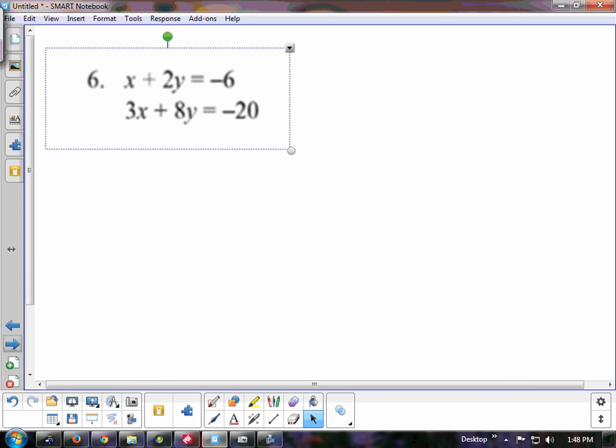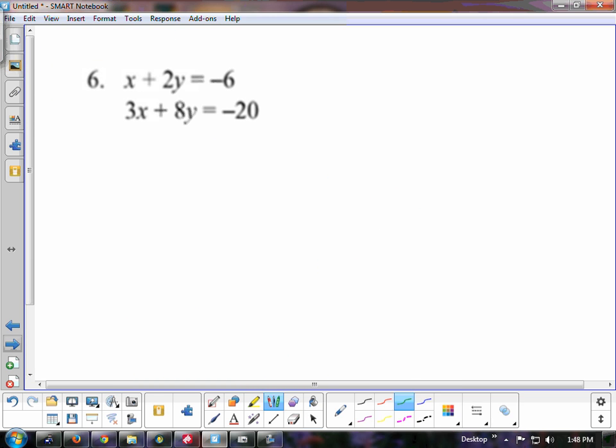Okay, number 6 is an elimination question. However, it doesn't match up very well. So there's 2 ways to do this. I can adjust the x to make it a negative 3, and then I'd have to change this to negative 3 times 2, which is negative 6. And I'd have to do negative 3 times negative 6, which is positive 18. So I could do that. And now I can just add together.